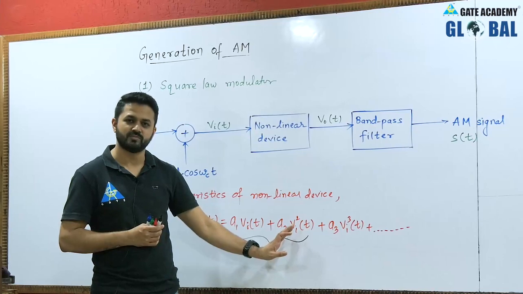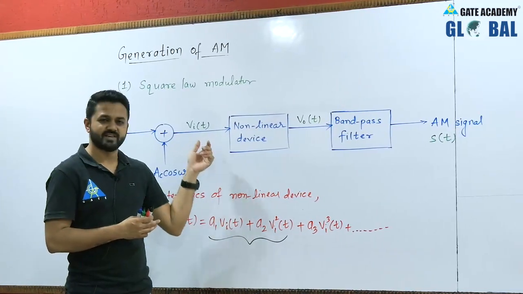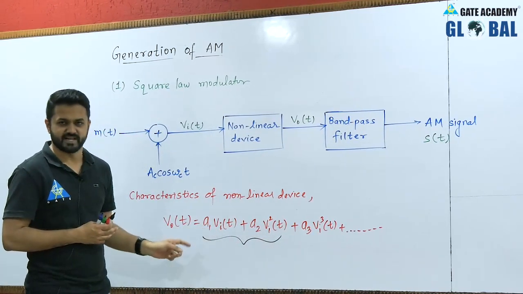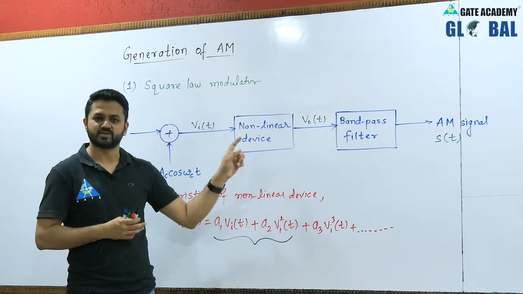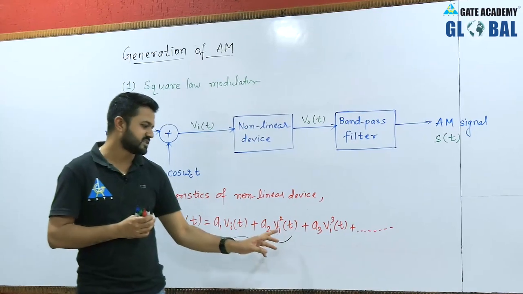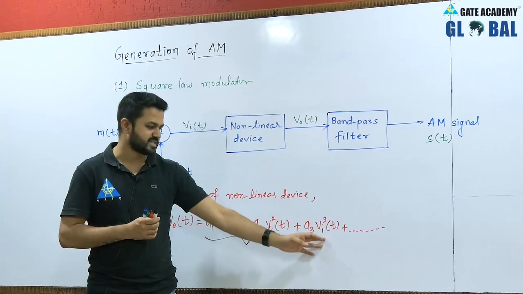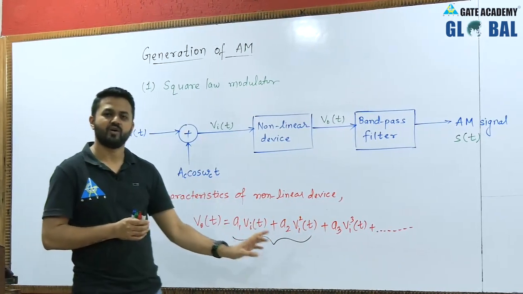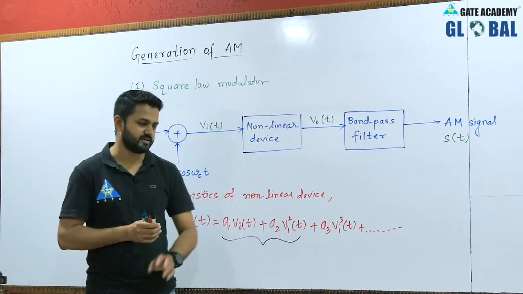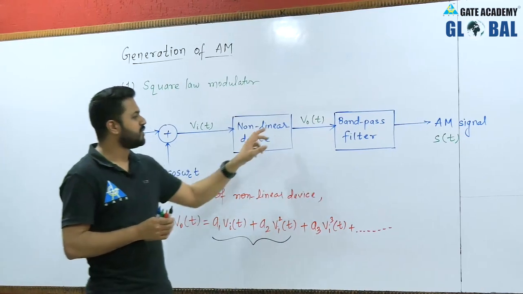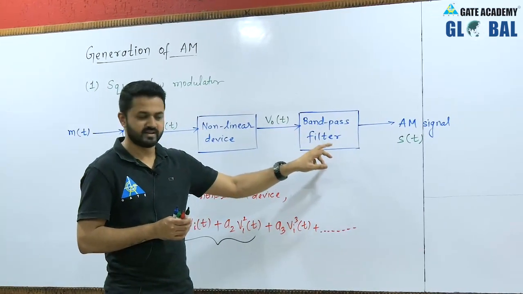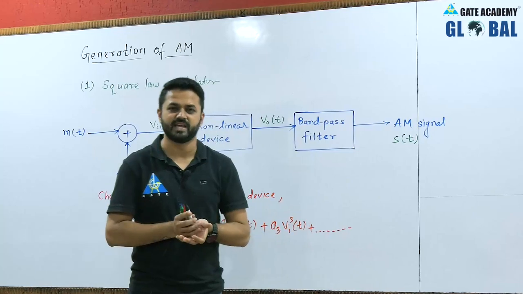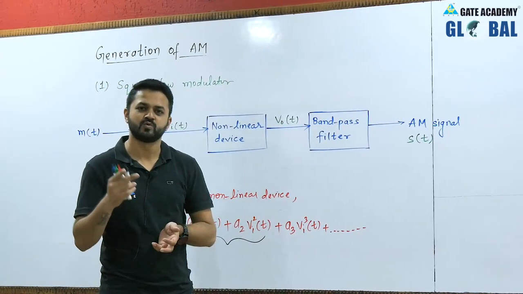If the input is very small, we could also ignore this term, but if we ignore it, this will be linear characteristics. But we have to use the nonlinear device. So nonlinearity can be maintained when we consider at least up to the second term. We can also consider the third term, we can also consider the fourth term, but for this discussion we will consider only the characteristics up to the second term. Now the output of this nonlinear device is input to the bandpass filter. So the characteristics of the bandpass filter will be such that the resultant signal should be an AM signal. AM signal means that it should have two sidebands and carrier.